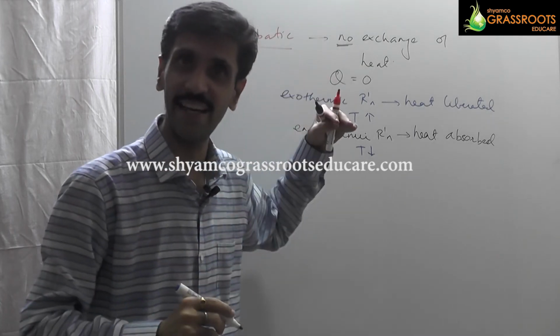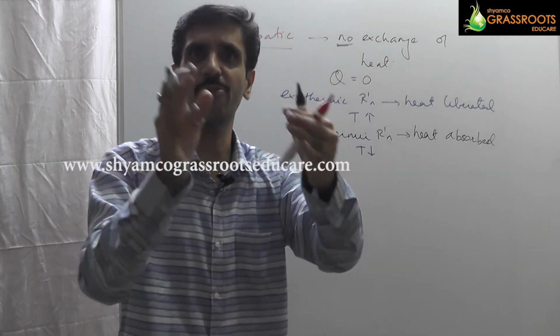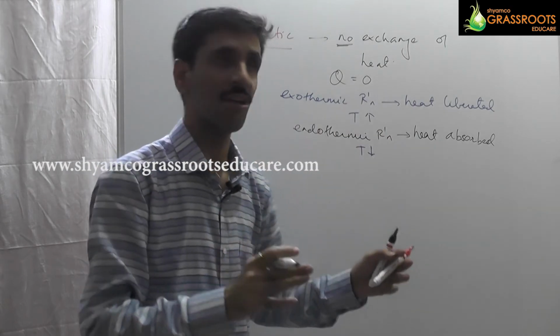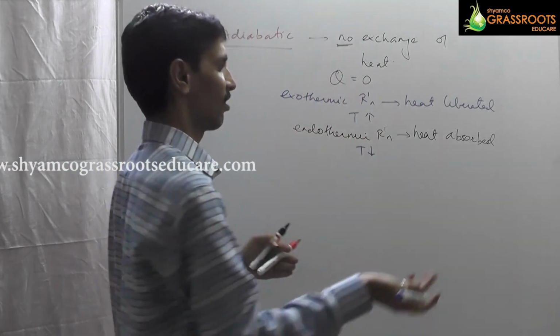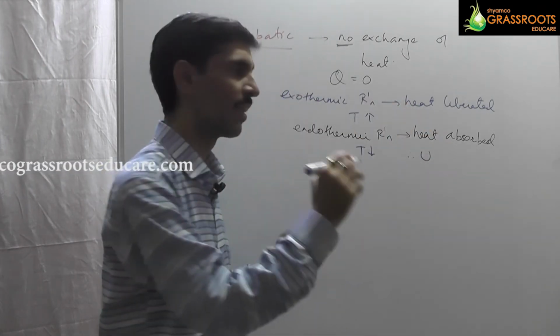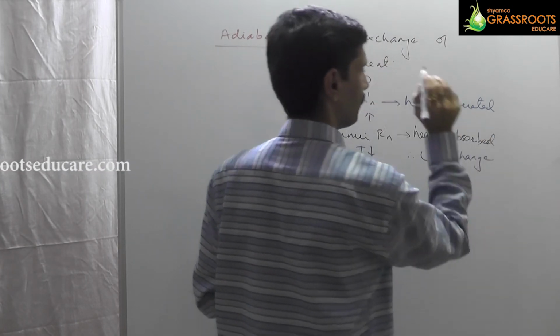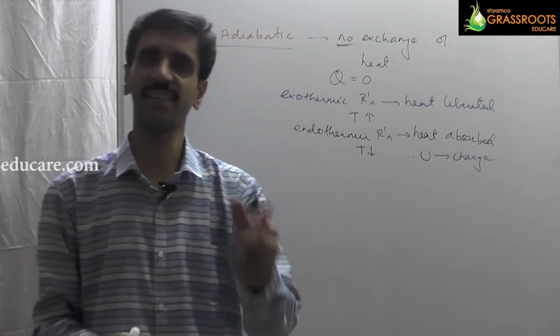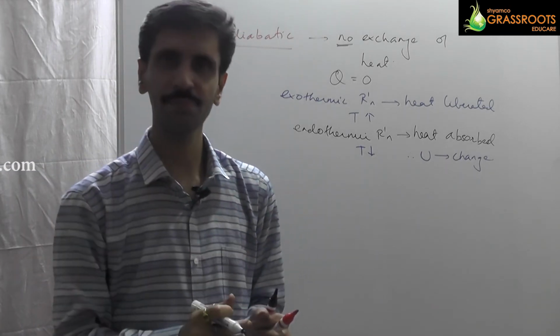Temperature में changes आ रहा है. मैंने आपको isothermal process के दौरान बताया था कि temperature is a function of internal energy. So if the temperature changes, so the internal energy also will change. So therefore, I will say internal energy, symbol क्या है उसका? U. So U will also change. Clear? This is all about adiabatic process. Okay, this is process number 4.